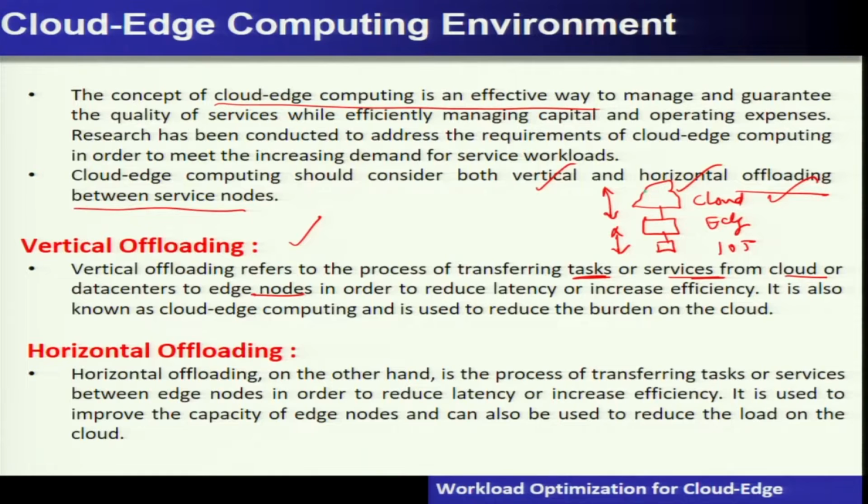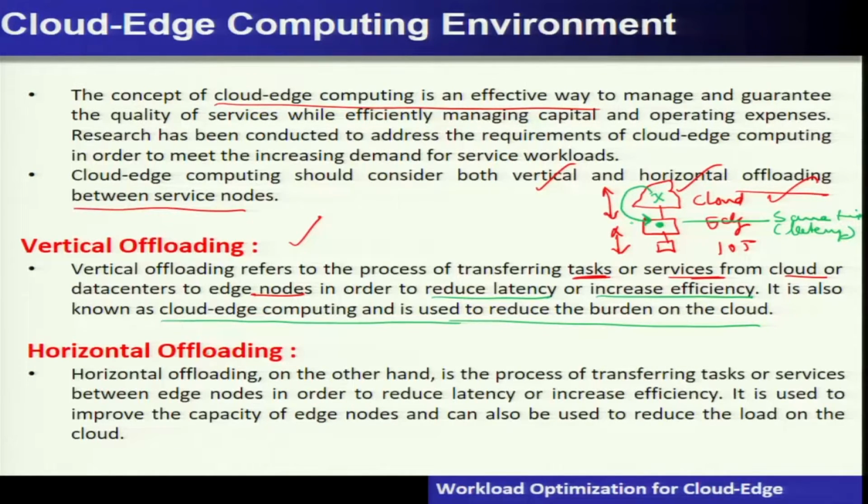In this way of transferring the task from cloud to the edge, if the processing is done on the edge and not at the cloud, it will save time, which we call latency, and thereby increase the efficiency. It is also known as cloud edge computing and is used to reduce the burden on the cloud. So, this is called vertical offloading.